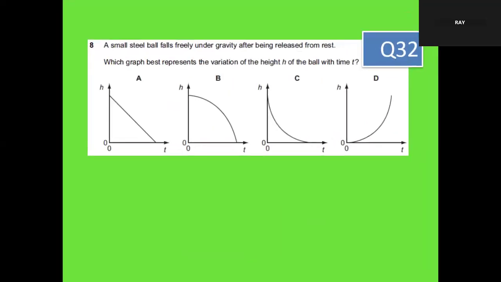This one. A steel ball falls freely under gravity after being released from rest. Which graph represents the variation with height of the ball at time t?